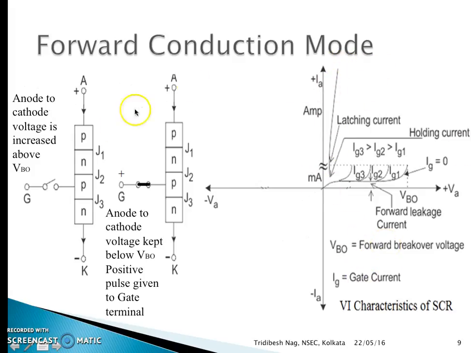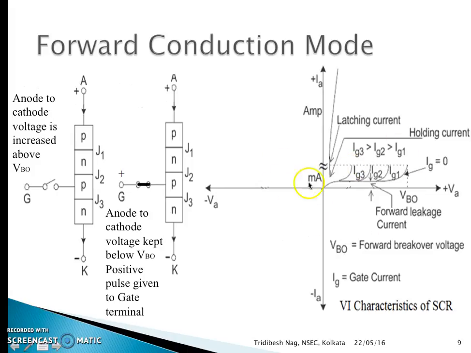Now this is how we can turn it on if we increase the voltage above the VBO. Now if we keep the voltage at this point and we give a gate current IG1, then also at this voltage the SCR will be turned on due to this amount of gate current. If we give this amount of voltage, which is considerably less than VBO, then for this amount of gate current IG2, the SCR will be turned on. By turn on I mean that it will move from forward blocking to forward conduction mode.